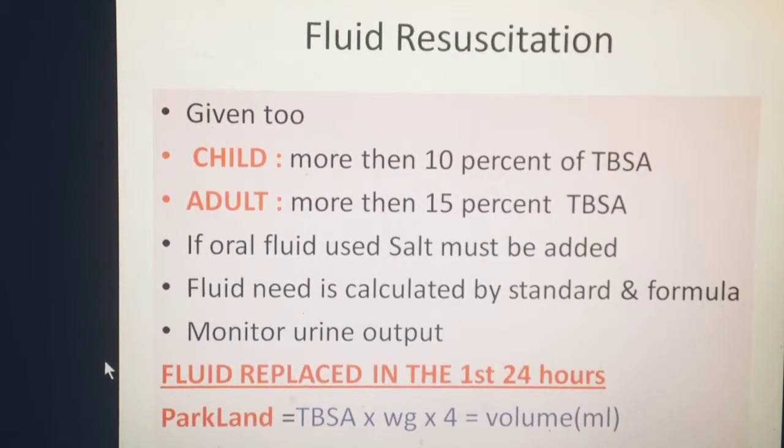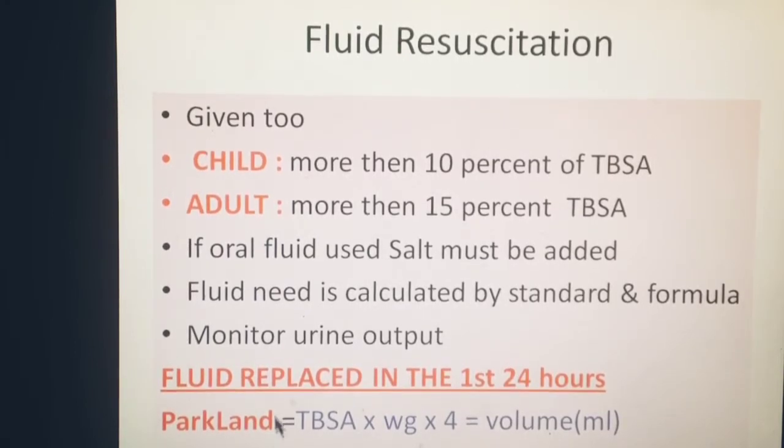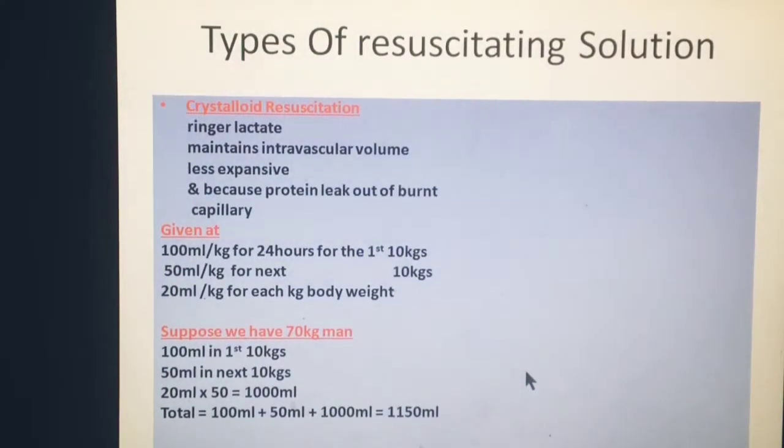Then, how do we give fluid replacement in the first 24 hours in a burn patient? We give it by the formula known as the Parkland formula. This states total body surface area times weight multiplied by 4 is equal to the volume that is given in the first 24 hours.